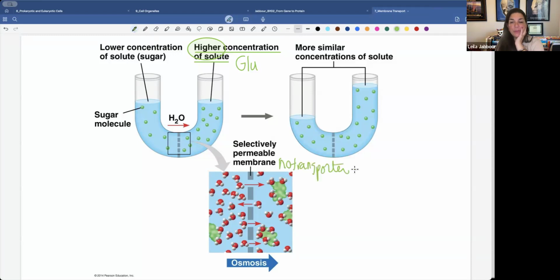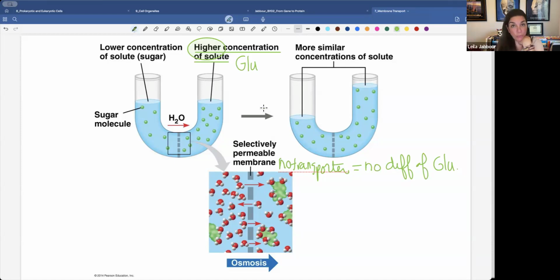So if there is no transporter, that means no diffusion of glucose. That means glucose is going to stay in whichever compartment it's already in. It can't go through. It's going to stay where it is. So what's going to happen is that the water molecules are going to compensate for that setup.